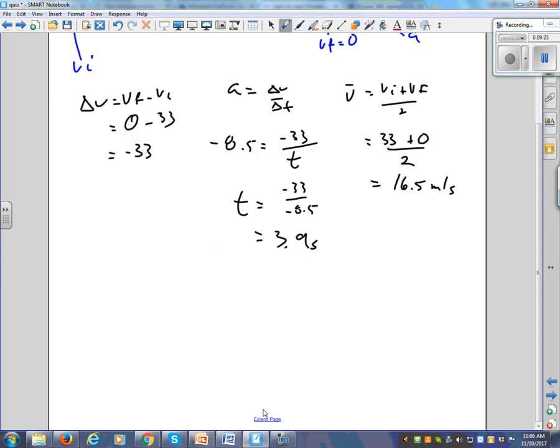And once you've got that, V bar equals D over T. 16.5 is equal to, we're trying to find the distance, over the time, which was 3.9 seconds. You multiply, and you get 64.4 meters. So there are a few steps there. In my opinion, what's important is writing the formula down, taking your time, showing your work, all that good stuff.